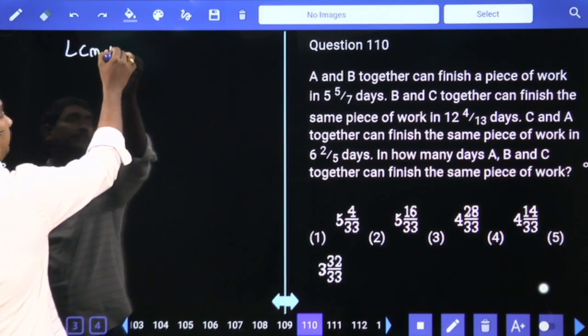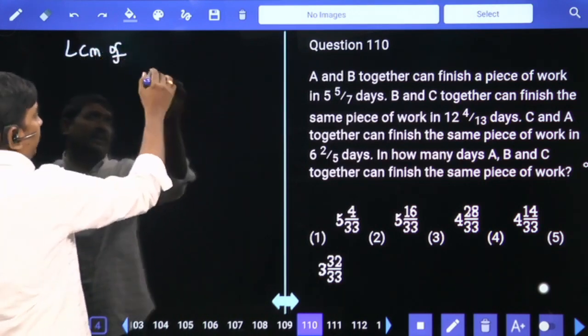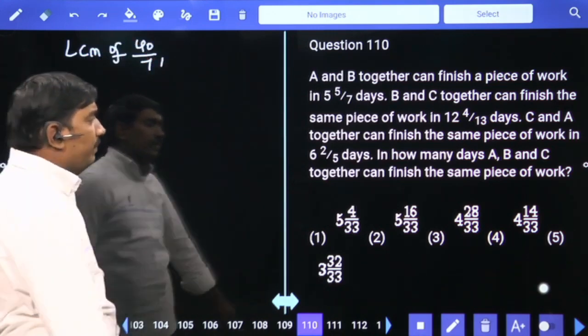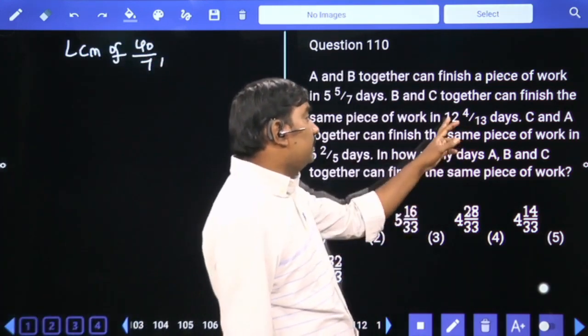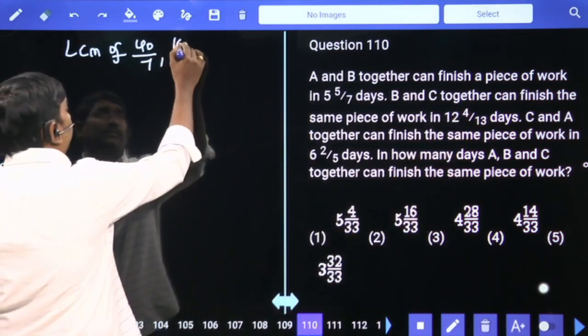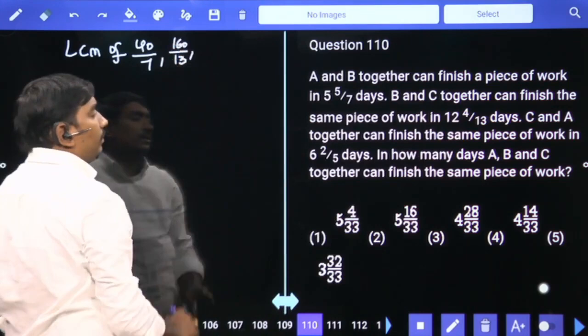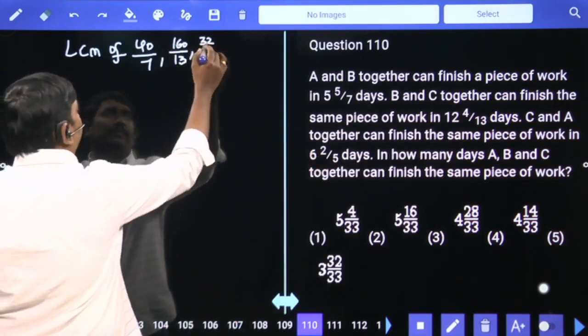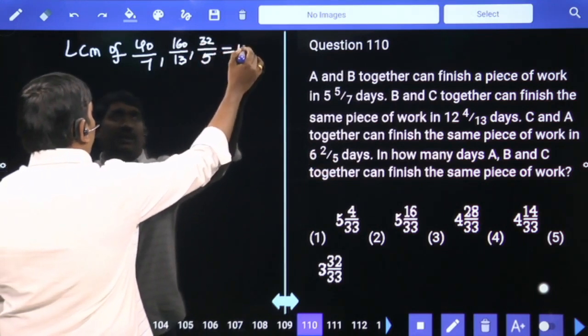LCM of 5 by 7 means 40 by 7. 12 4 by 13: 13 12s are 156 plus 4, 160 by 13. 5 6s are 30 plus 2, 32 by 5. So LCM is 160.